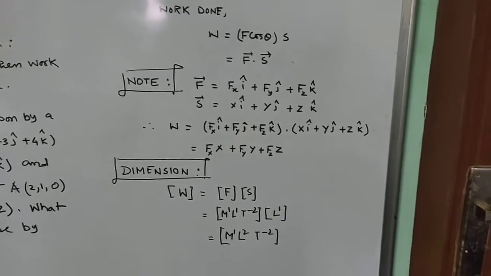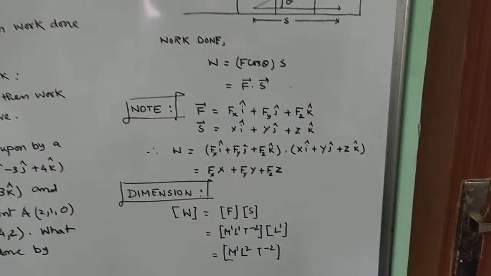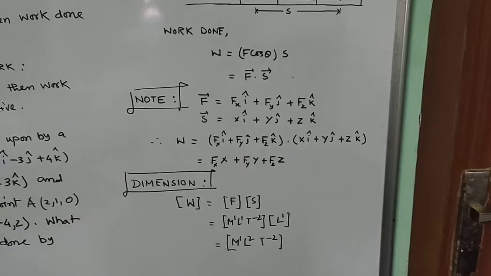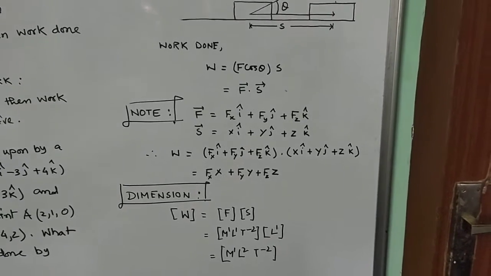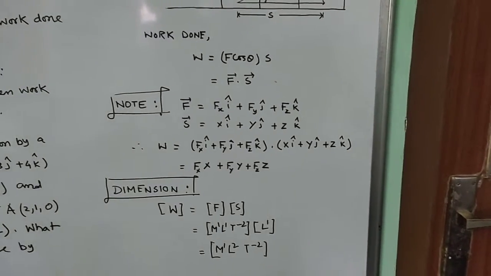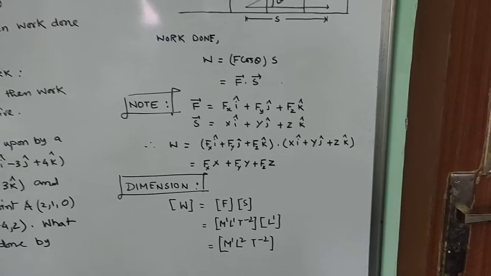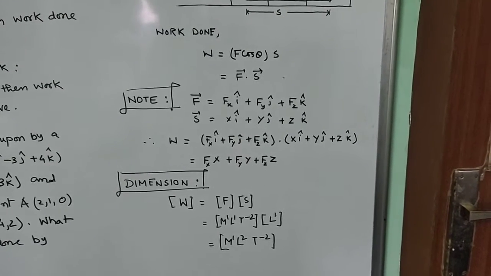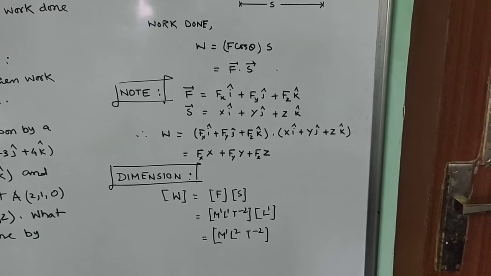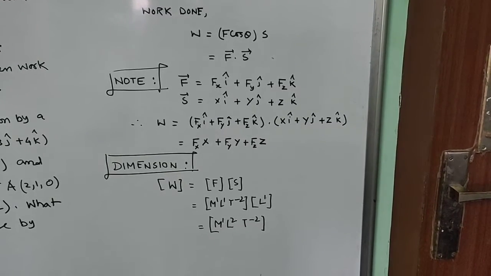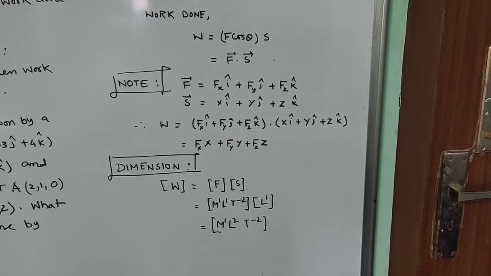Now the dimension for work done is force times displacement. If you consider cos theta as 1, if theta equals 0, is not it? It means the force is along the direction of the displacement. So if you take the dimension of F, M1 L1 T minus 2, and L1, it comes out to be M1 L2 T minus 2.